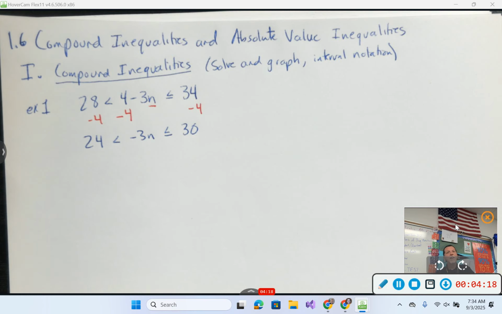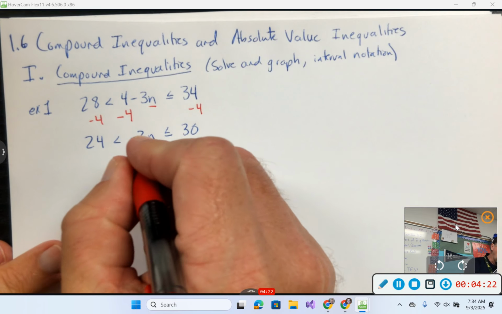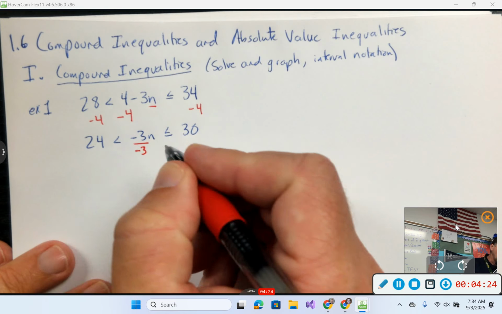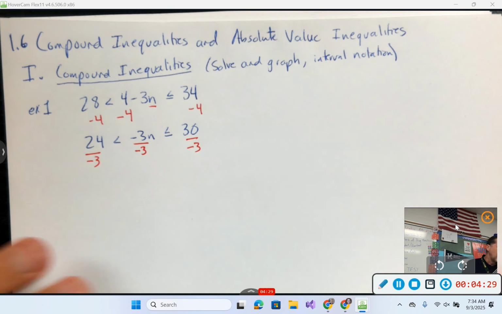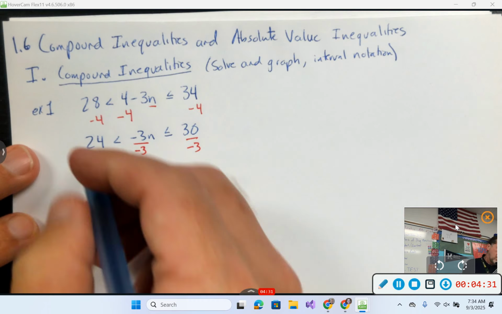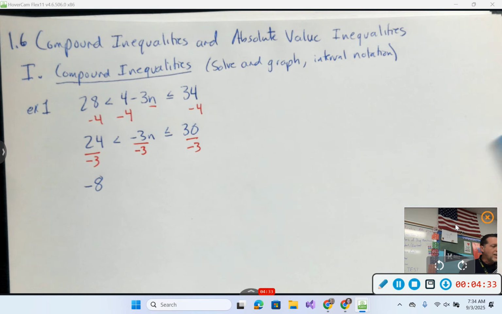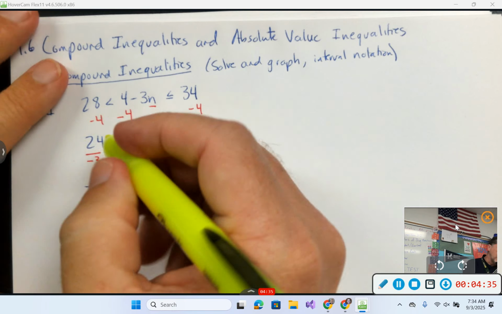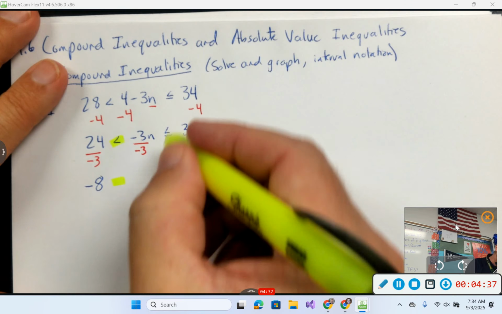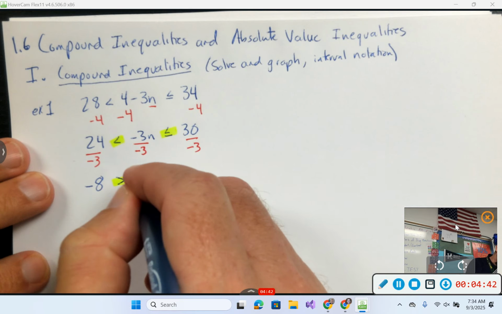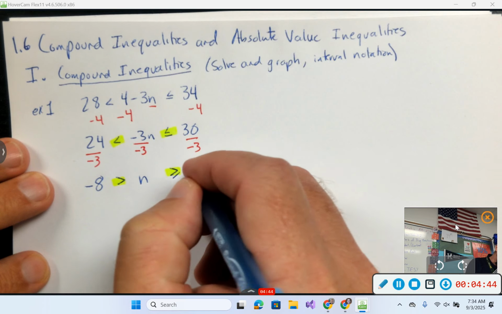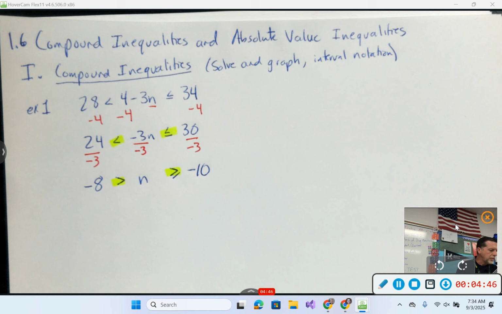Now we'll divide by negative 3. What are we going to divide by negative 3? Obviously the middle to get n by itself. Everything, yeah. Everything. And then, yes, we'll flip those inequalities around because we divided by a negative. So negative 8 is greater than n, which is greater than or equal to negative 10.